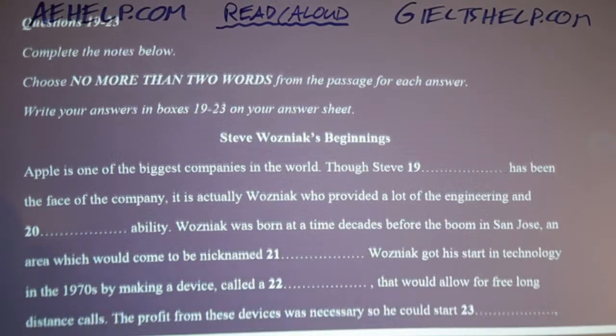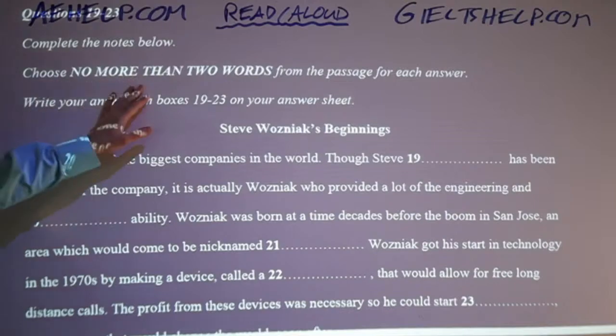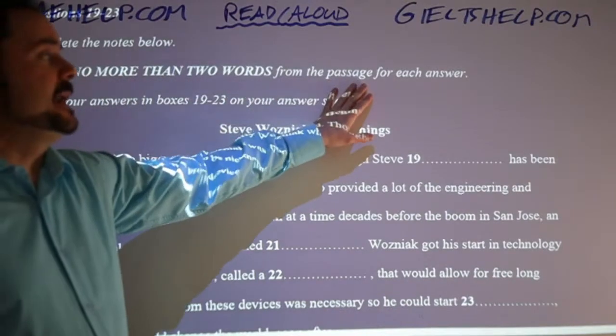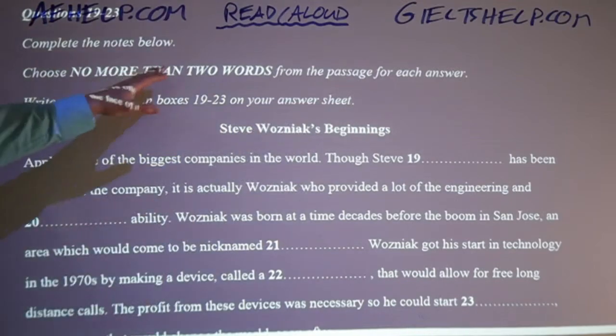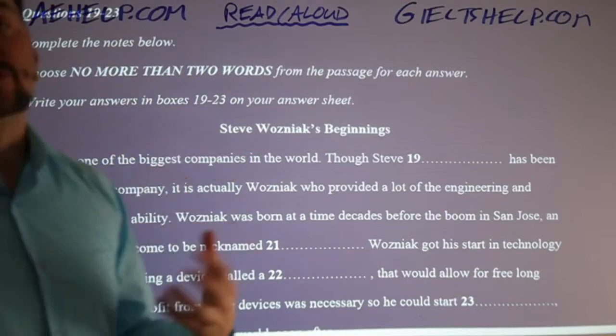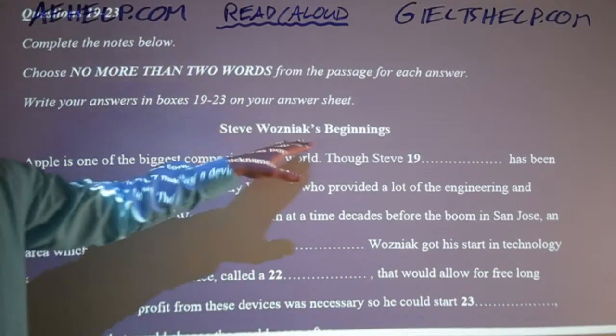Now, this is a paragraph completion here. So choose no more than 2 words from the passage for each answer. Okay, so it's 2 words. Always pay attention to the instructions, especially when you start to answer these questions, okay? So Steve Wozniak's beginnings.